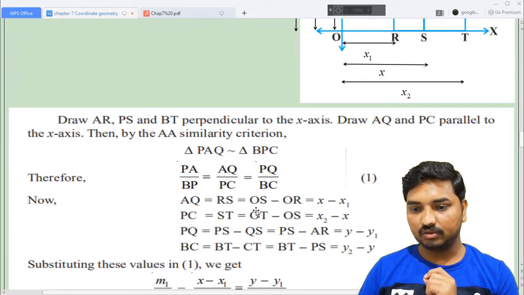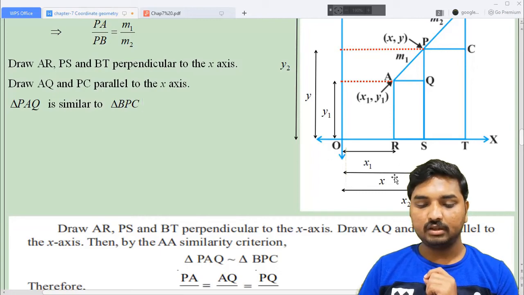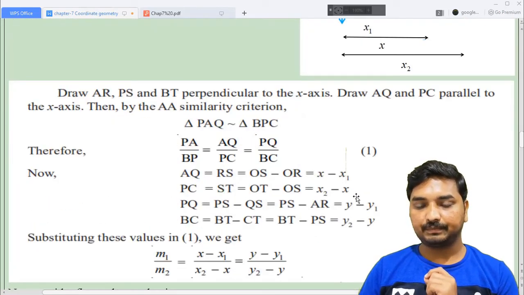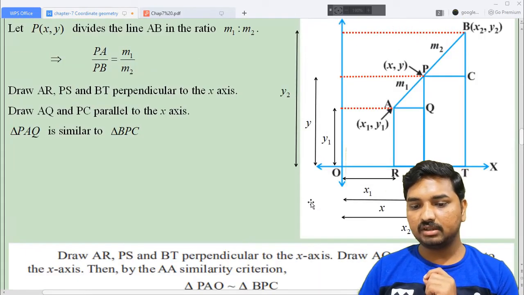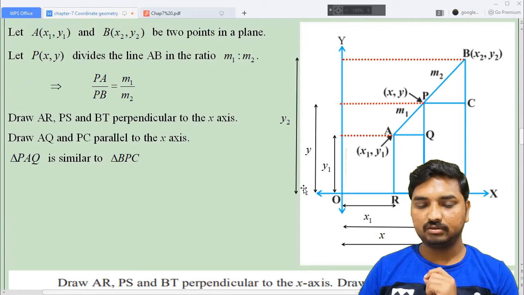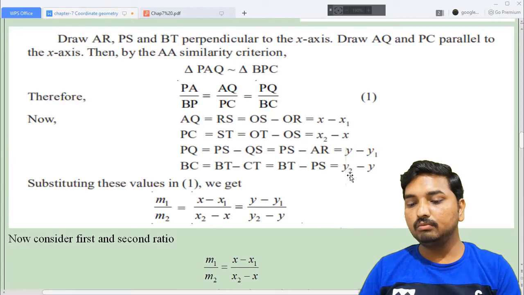And then PC means what? PC is equal to ST. To get ST, you need to consider x2 minus this distance x. So x2 minus x is equal to ST, that is equal to PC. Next, PQ, in the similar sense, I think you can understand here. Just look at the figure. PQ is equal to y minus y1, BC is equal to y2 minus y.